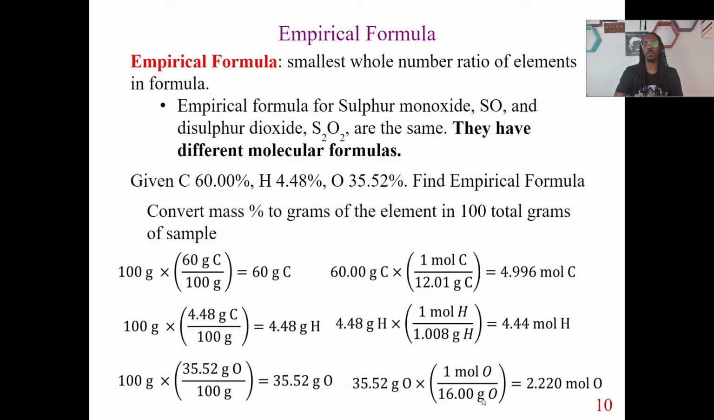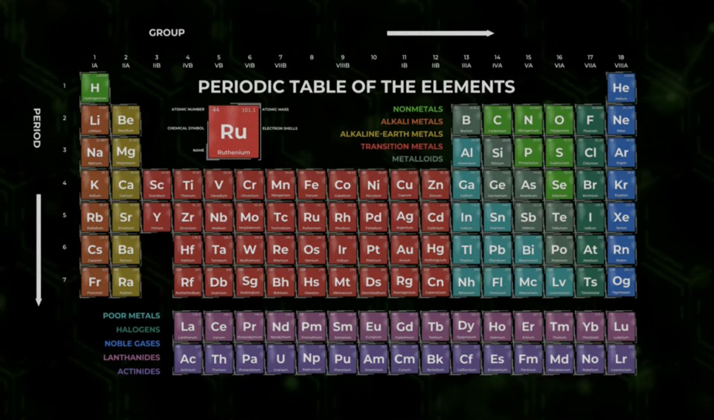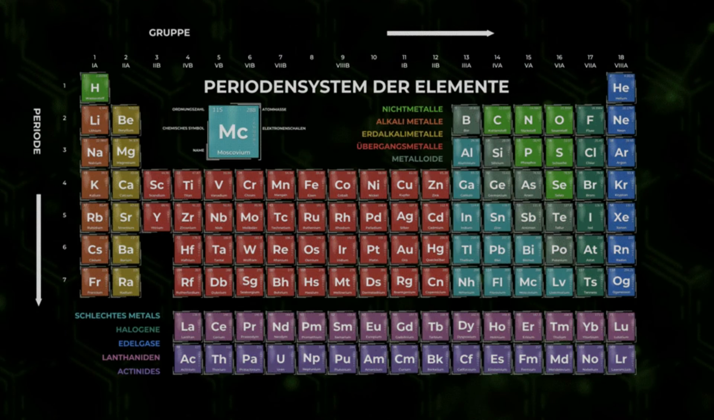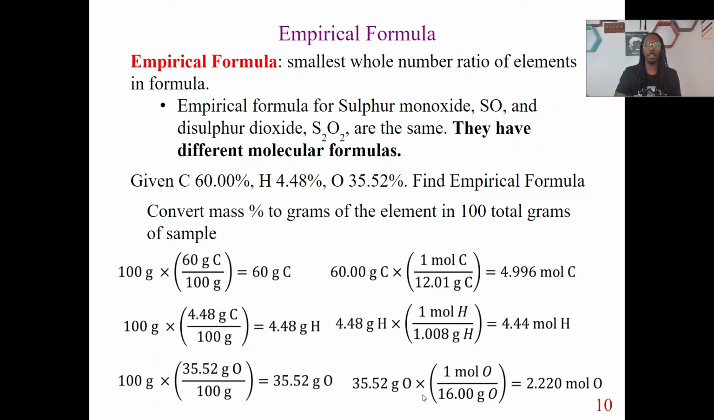All right, and once again, we're getting all of our numbers from our periodic table. So definitely make sure that you have a periodic table on hand. And then from here, we're just going to divide, and I'm going to get 2.2 moles of oxygen. So far, we've converted our percentage to grams, and then we converted our grams to moles.